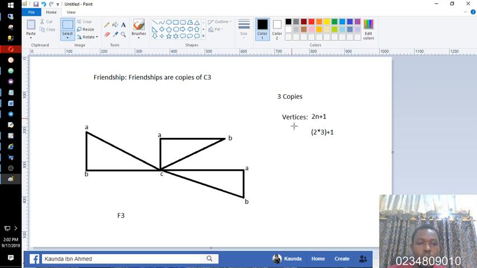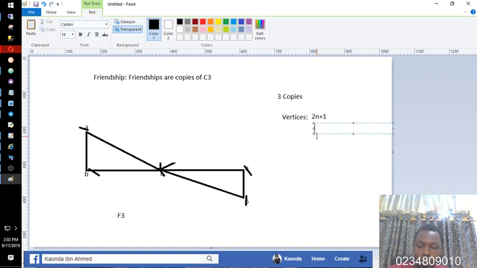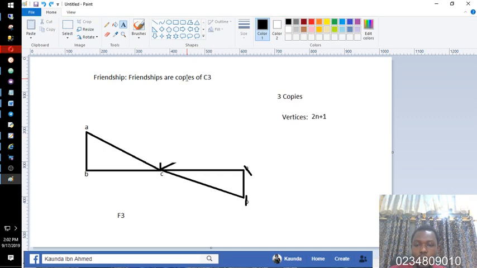For example, if you take this one out, you have 1, 2. If you take that out, you have 1, 2, 3, 4, 5. So if it's of 2 copies of C3, that would be 2 times 2 plus 1, that's the same as 5. So this formula is correct for the number of vertices.